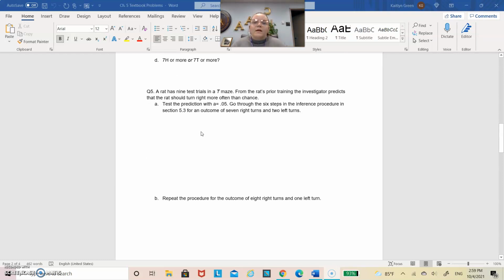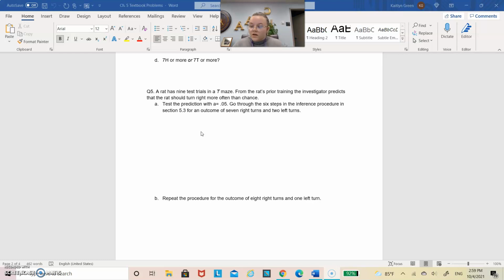Question 5 is basically going over a test of 9 trials. So n equals 9, and it wants to test the prediction with alpha equaling 0.05. So it's to go through the 6 steps of the inference procedure and find the outcome for 7 right turns and 2 left turns.